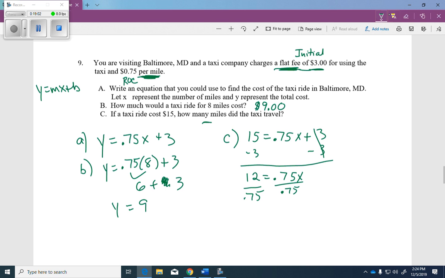So then we just use our calculator and do 12 divided by 0.75. And x is miles, so I just found out that we can travel 16 miles.